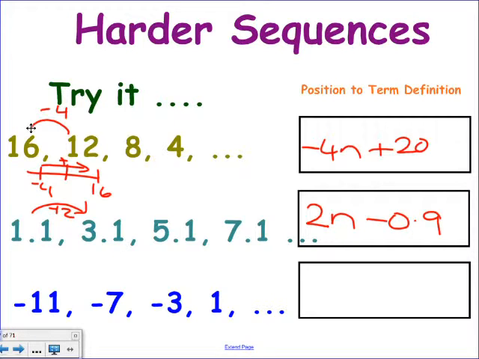So if I say, what's my fourth term? 4 times 2 is 8. 8 take away 0.9 is 7.1. Lo and behold, it's 7.1. Okay? Let's look at the last one then.